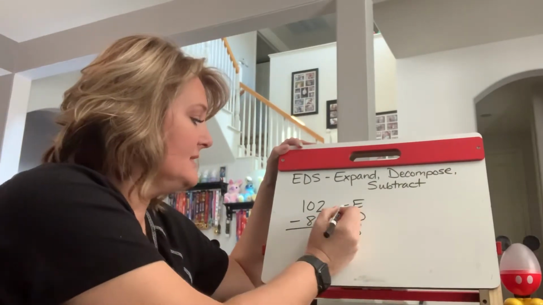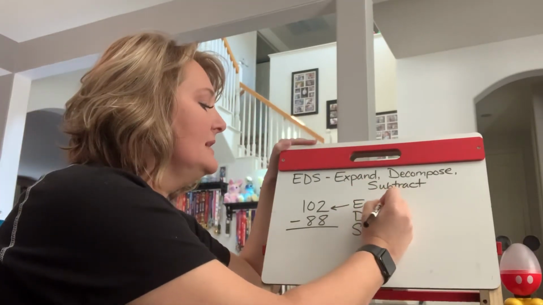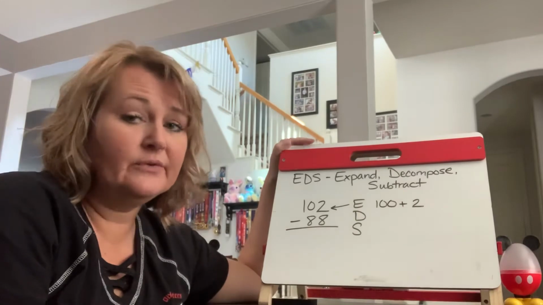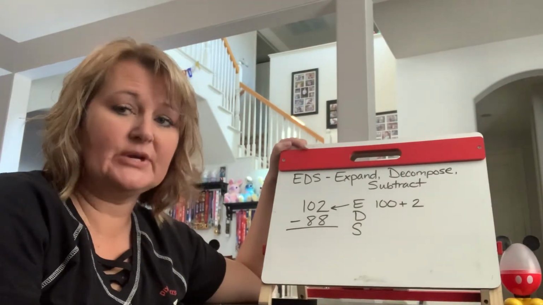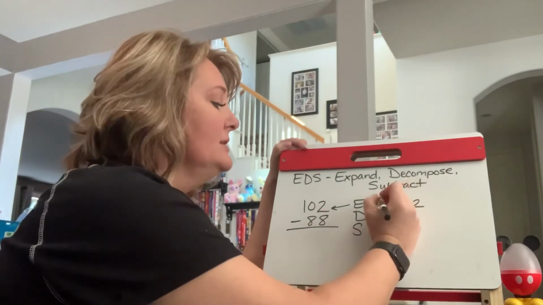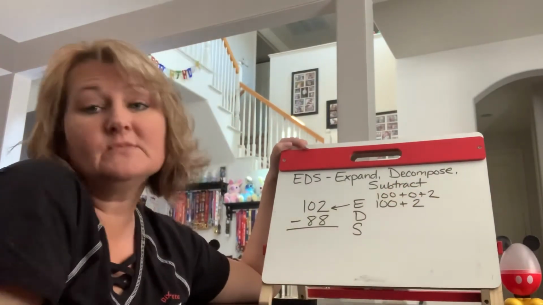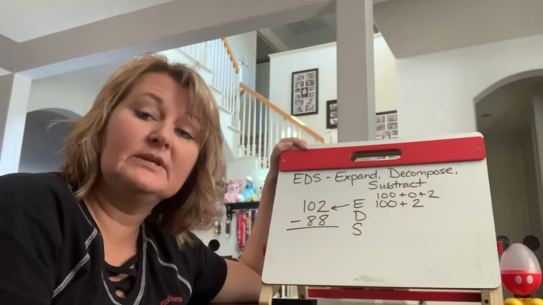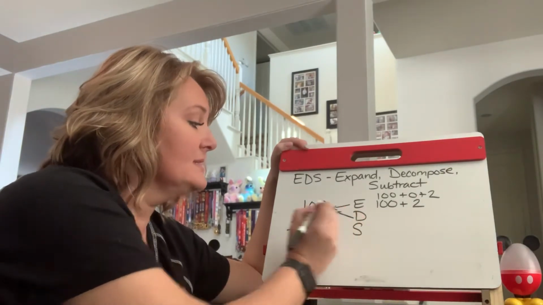We're going to start by expanding our top number, right? So expanding it is going to give us 100 plus 2. You'll notice I don't have anything for my 10s there. If I wanted to make sure I don't skip a space, could I put 100 plus 0 plus 2? Sure, wouldn't hurt anything, and that way you're sure you don't miss that spot that you need to put in there. Now let's move to decomposing this number.